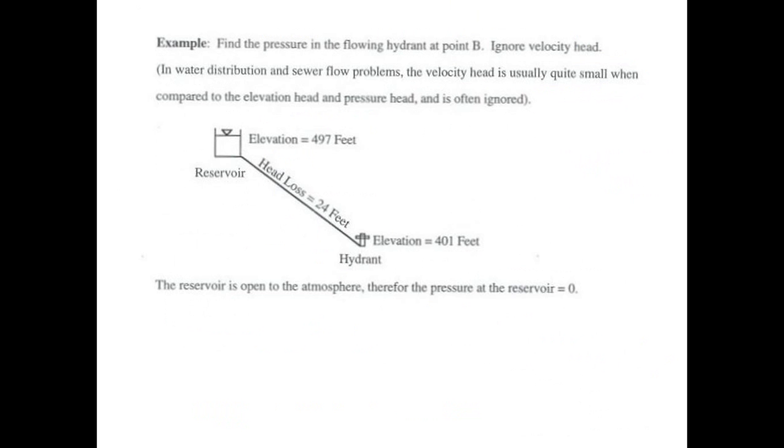Okay, once you have a look at this one, we've got a reservoir there, an open reservoir, elevation at 497. We're going to flow water down to a hydrant at 401 feet. Head loss will be 24 feet in that pipe. Let's find the pressure at the hydrant. Now what we got here is an open reservoir. That's open right there. So that means the pressure up there is going to be 0 at an open reservoir. Once you fill in that chart and find the pressure at the hydrant, you can pause the recording when you do it, and then after you're done, start it up again and we'll go through it.